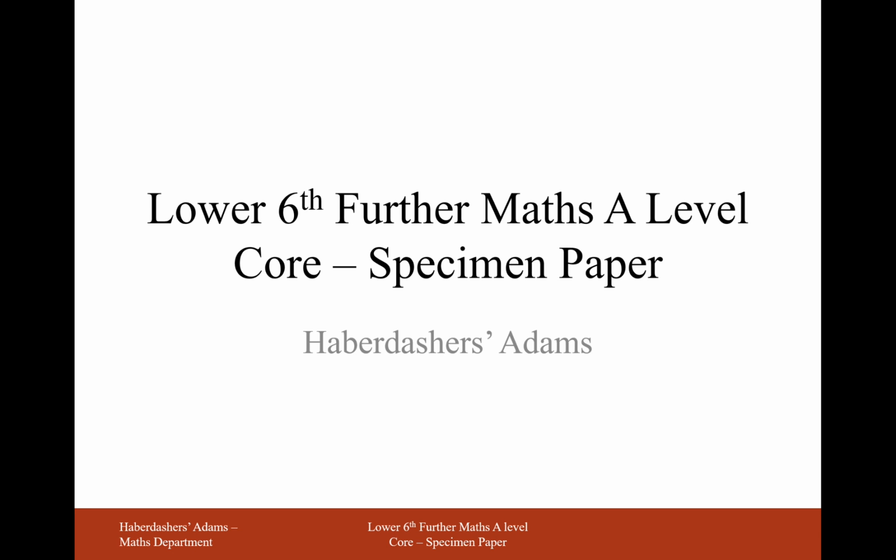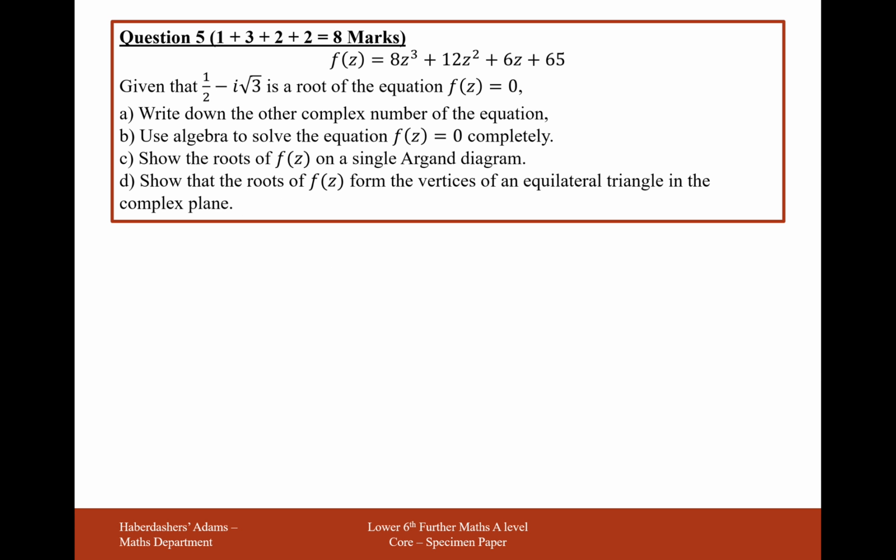This is the core part of the syllabus and we're working on the specimen paper here. So question 5 looks like this. We have a polynomial here. We have half minus root 3i as one of the roots of the equation. Write down the other complex number. Well, that's obviously going to be its complex conjugate. Half plus root 3i, or i root 3, doesn't really matter.